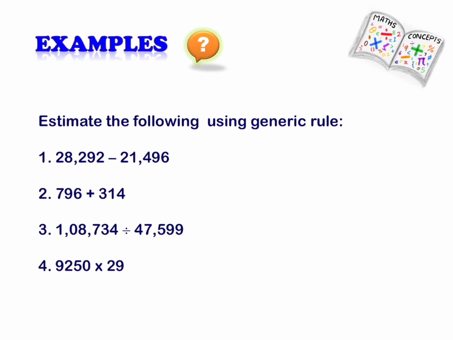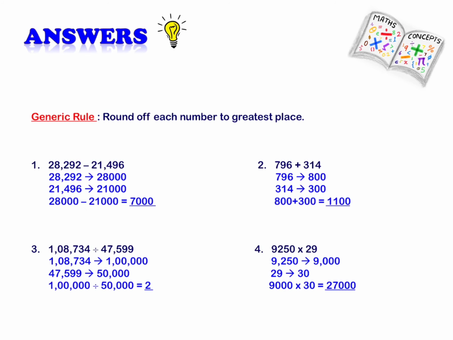Here are a few examples for you to solve. You have to find the estimated value of these using generic rule. You can pause the video, you can write down the questions, find out the answers and check answers at the end of this video. Here are answers to all the questions. I hope you got them right. If not, please watch the video again to understand the concept.